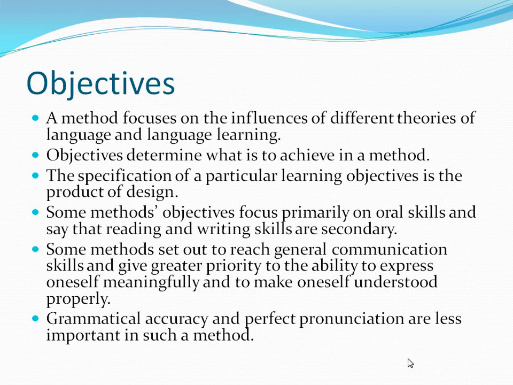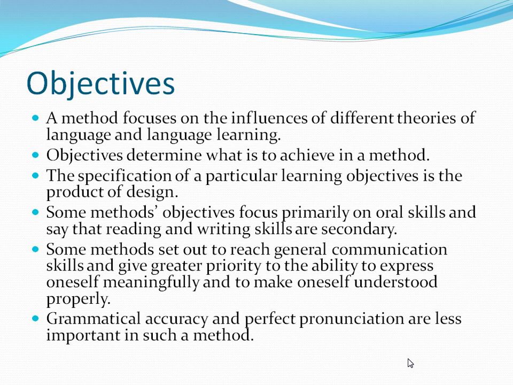Whatever we do, there will be an aim. So every method will have some objectives. What are the objectives? For example, the grammar translation method's objectives will be to teach you reading and writing. Communicative language teaching will teach you only communication. They will not teach you writing. So objective is different from method to method.